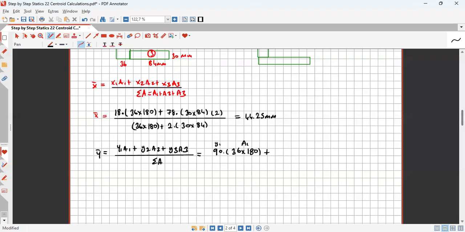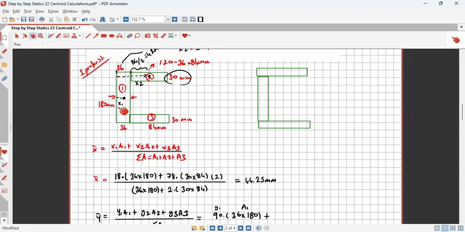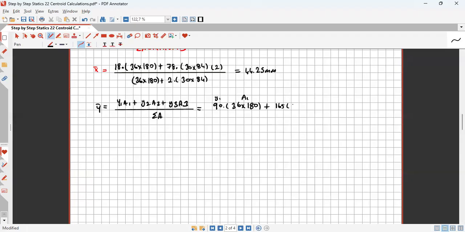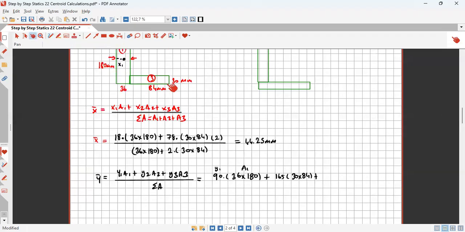we use Y2. Y2 is here. It equals 180 minus 15, which means 165. Moreover, the area is equal to 30 times 84, plus the last one. The y coordinate is equal to 15.